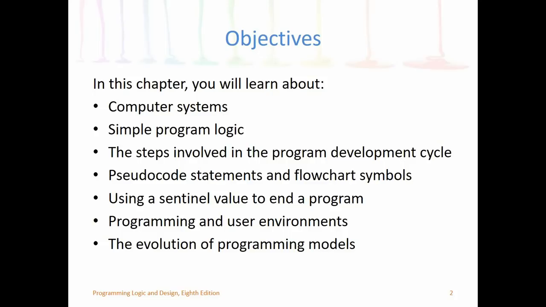The objectives of this chapter are going to be: a computer system, simple program logic, the steps involved in the program development cycle, the pseudocode statement and the flowchart, using essential value to end a program, programming and user environment, and the evaluation of a programming module.